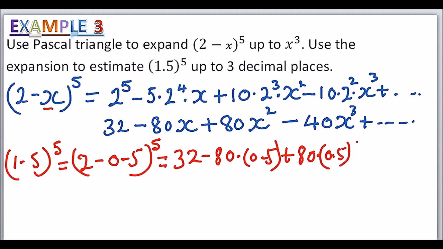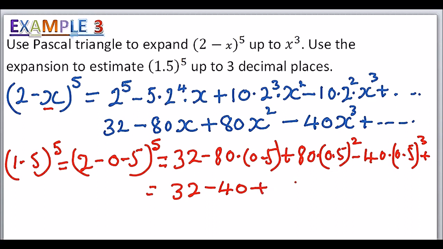in brackets squared, minus 40 multiplied by 0.5 in brackets cubed. So this is equal to 32 minus 0.5 times 80, it will give us 40. Then we have plus 0.5 squared multiplied by 80, you get 20. Then we have minus 0.5 cubed multiplied by 40, you get 5.